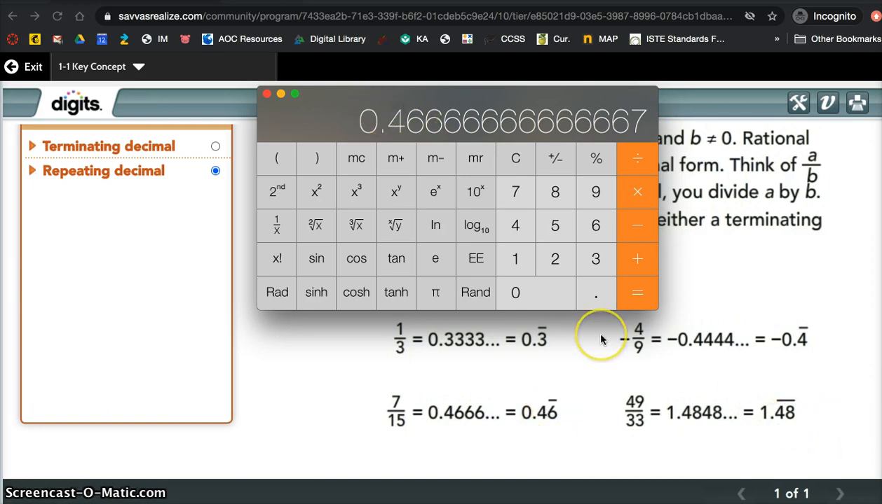Let's look at this one, 49 over 33. This one repeats in a pattern of 4, 8, 4, 8, 4, 8, 4, 8. So the repeat bar goes over the 4, 8 because that is the group of numbers that's repeating.